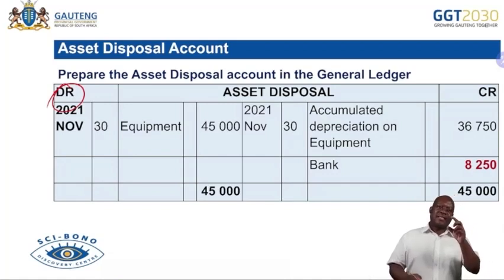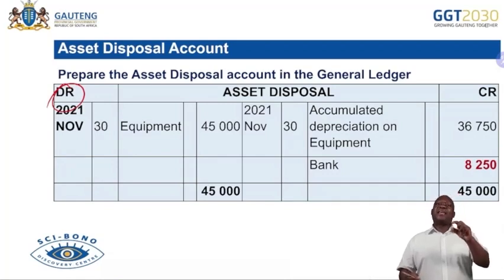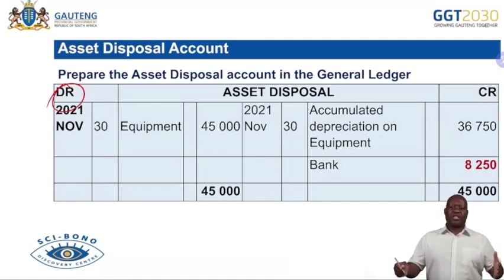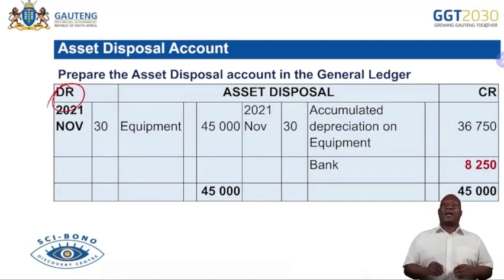Now, the interesting thing is, they are saying this asset was sold at carrying value. It means they are not making any profit or any loss on disposal, but they are selling it at the carrying value amount.